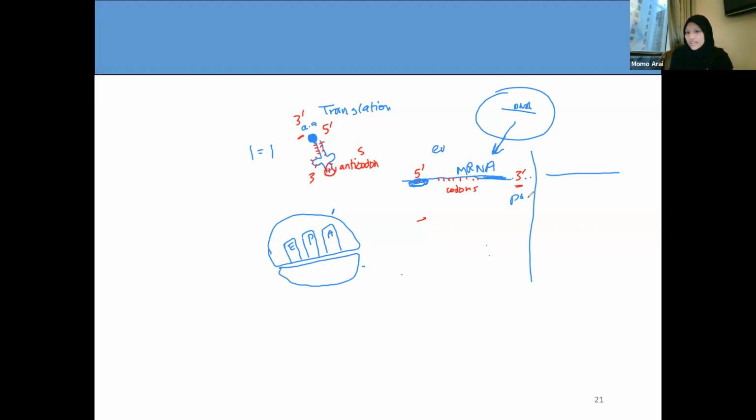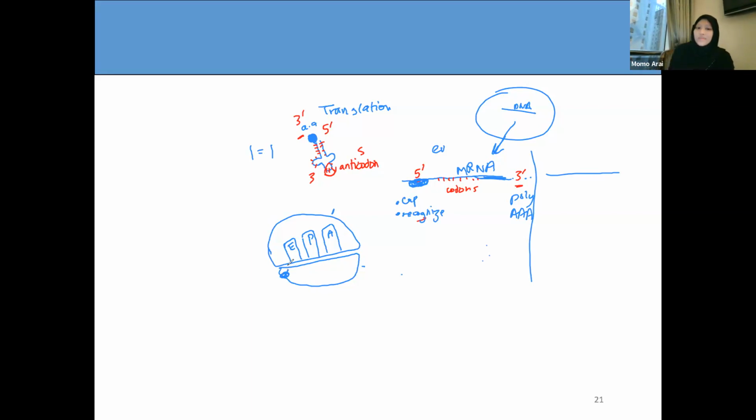It's called poly-A tail because it has a lot of A. And the cap is guanosine cap. Basically, their function is to protect the mRNA as it goes from the nucleus to the ribosome. And the cap has another function, which is recognition. So who recognizes the cap of the mRNA? Like I said before, it's the small ribosomal subunit.